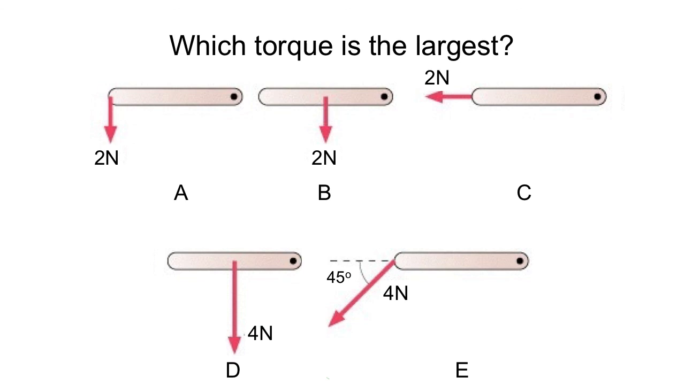Here's where we'll leave it on this one. We'll come back to it. What is the sine of 45 degrees? If you put it in your calculator, what is the sine of 45 degrees? Type it in. Somebody give me a number. Three digits of accuracy. 0.707. If I take 4 newtons and multiply it by 0.707, is that bigger than 2? Absolutely. These were 2 newtons times R. This one is 0.707 times 4 times R, which is the biggest. We'll come back to this one.